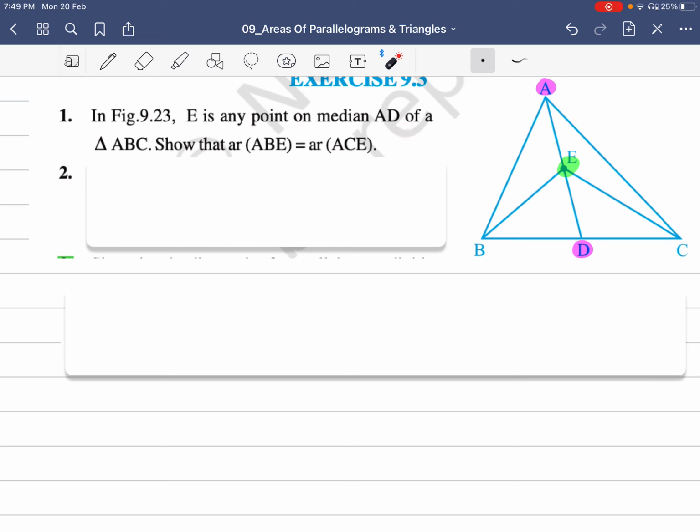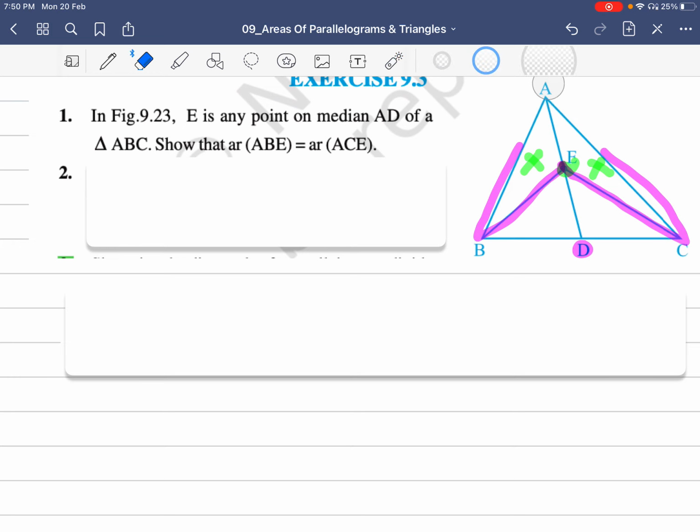Okay, show that area of ABE, again let's use highlighter. So this area ABE, okay, is equal to area of ACE. So ACE. We have to show, basically, that area of this triangle is equal to area of this triangle. Okay, and the piece of information given to us is AD is a median. That's it. That is the only piece of information.